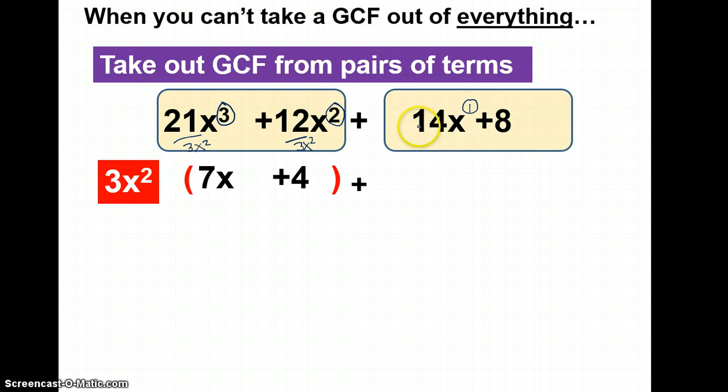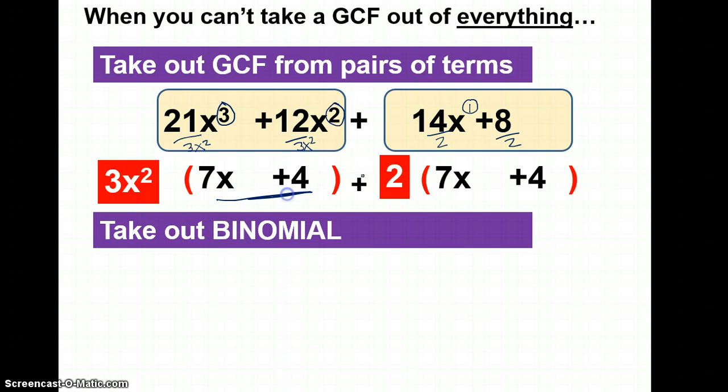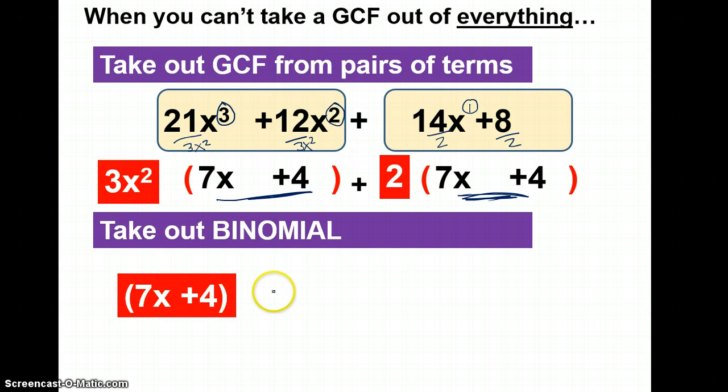All right, let's do the same thing over here. And what are these two a multiple of? 2, right, because they're both even. Even numbers are divisible by 2. So if I divide that by 2, what would that be? Great. If I divide that by 2, what would that be? Awesome. Okay, so now we can divide out that binomial that they now share. They share that and that. So I'll factor that out. I have 7x plus 4 times 3x squared plus 2.